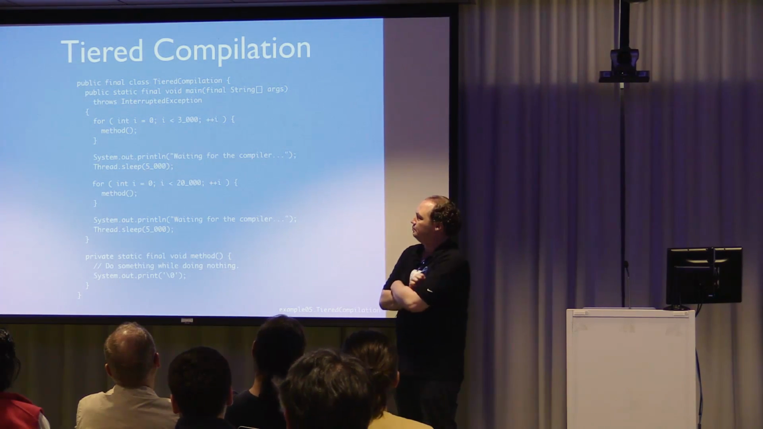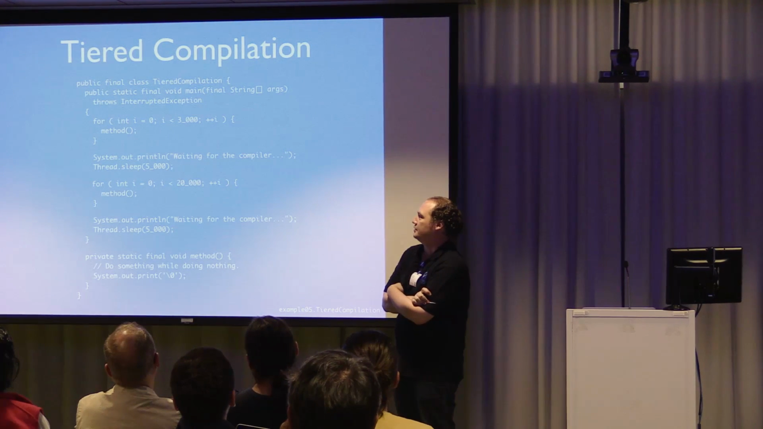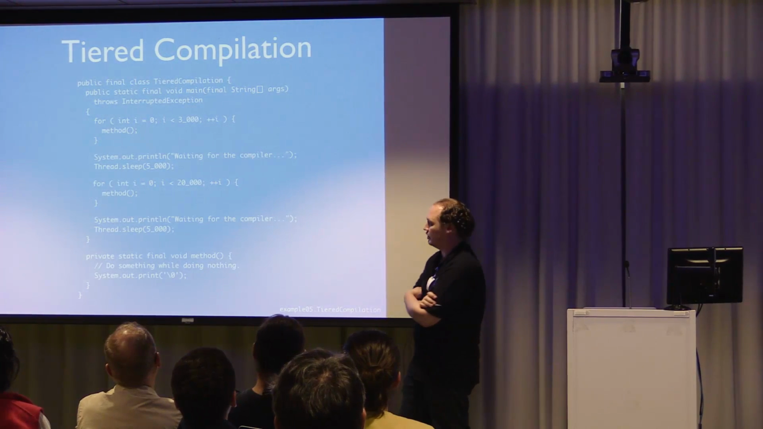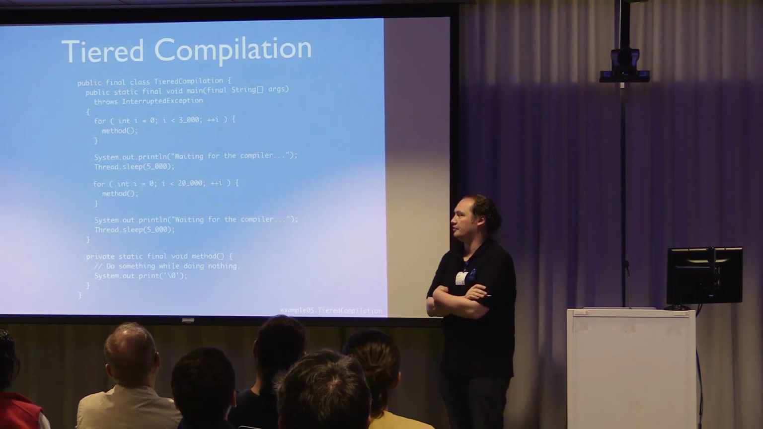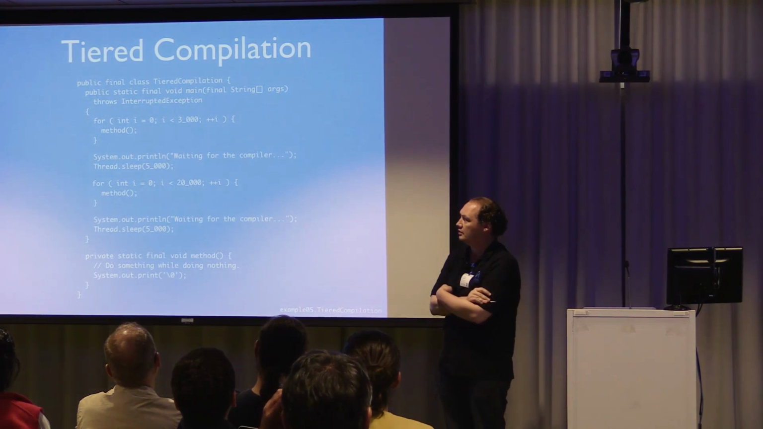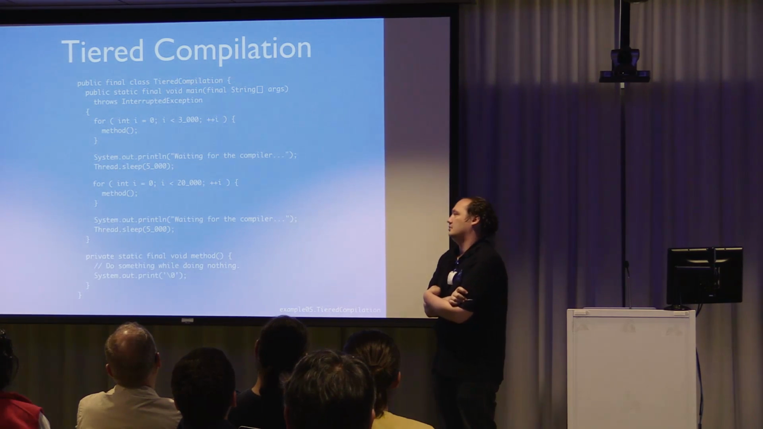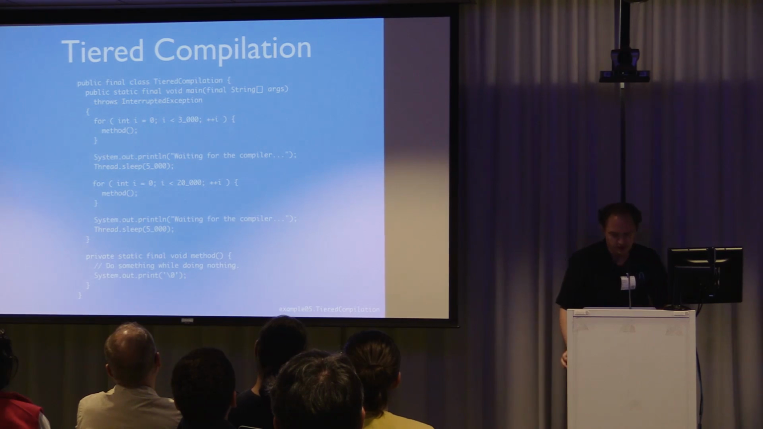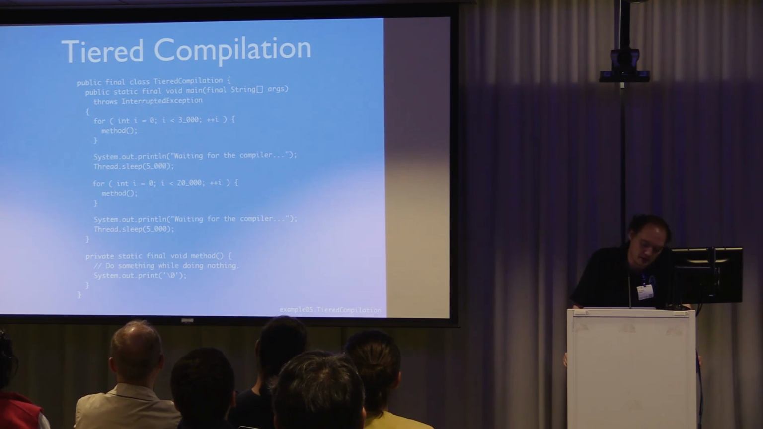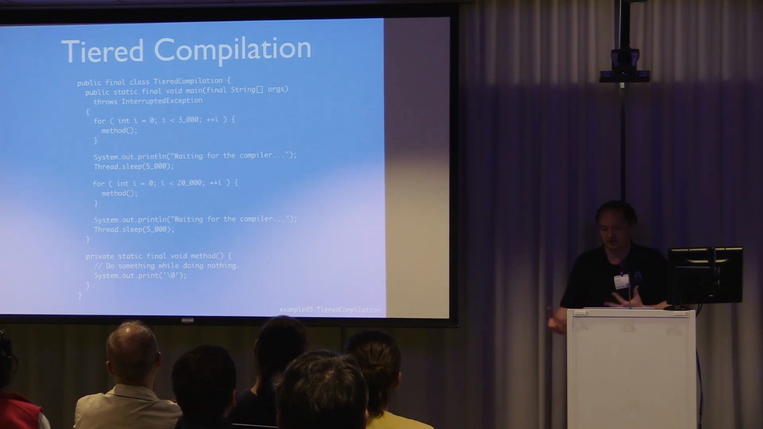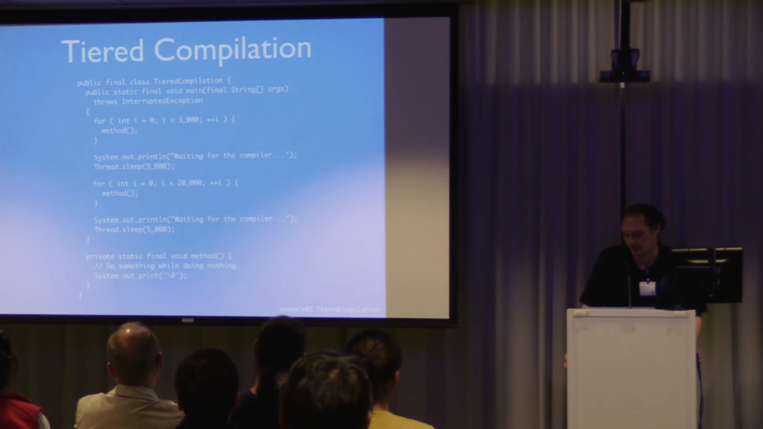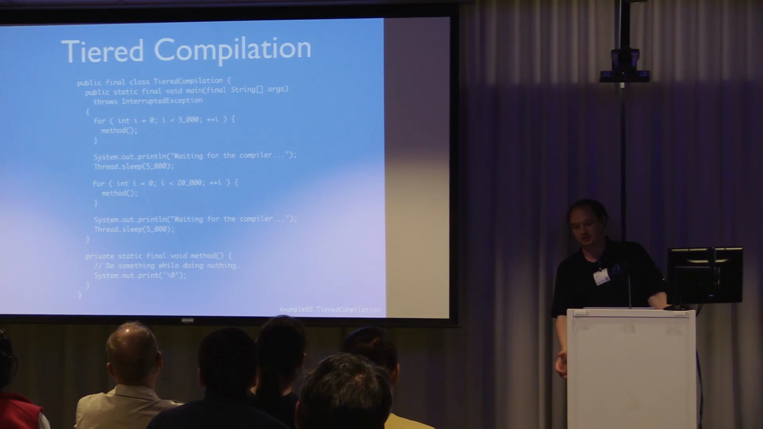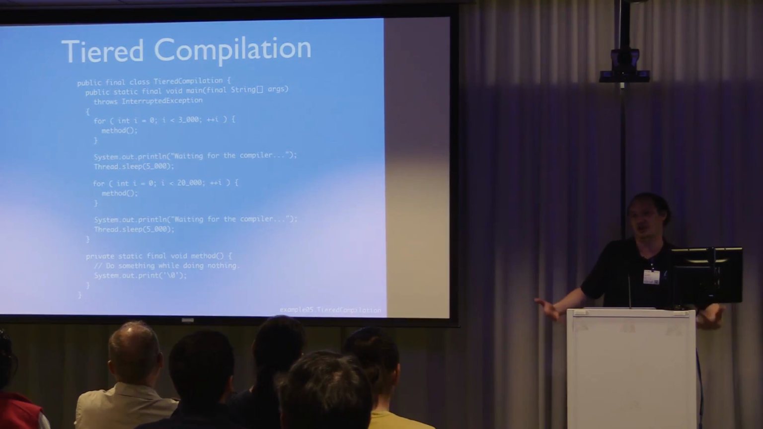OK, we've got a loop. We've got a method. We're going from 0 to 3,000. That will be enough to trigger our C1. We're going to wait for 5 seconds to make sure the C1's ready. Do another 20,000. That'll be enough to trigger a C2. And then we're going to wait another 5 seconds to make sure the C2 is ready. But I want you to see all those different behaviors I was talking about, so I wanted my method to actually do something this time so that we get some other stuff compiled.